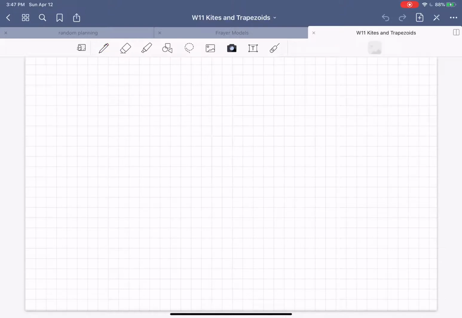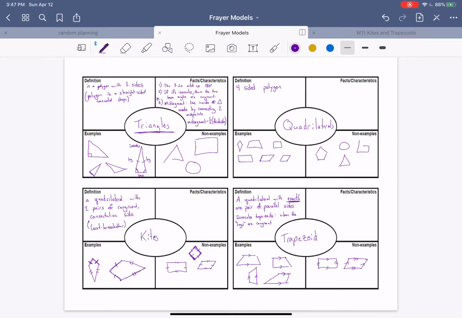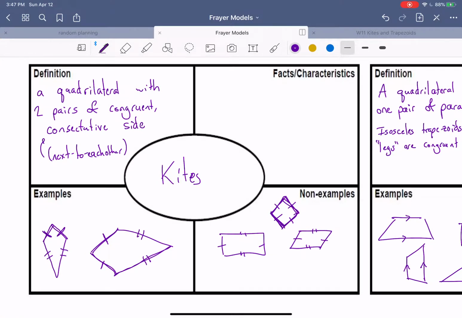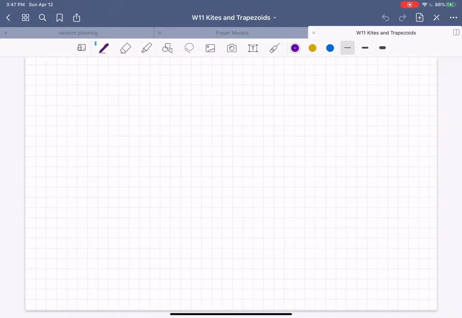Let's go back and remind ourselves about what a kite is. So we wrote down on our Frayer model from the last video, a kite is a quadrilateral with two pairs of congruent consecutive sides. We have additional things about it, but let's talk about some words first. So let me draw a kite. Trying to make sure it looks like a weird kite. So we have G, E, O, and M.